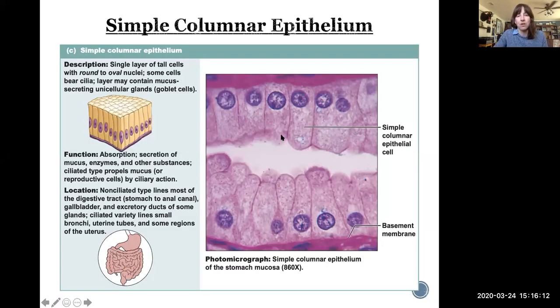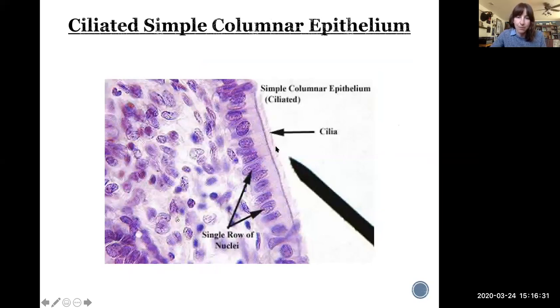So we've got two general types of this simple columnar epithelium. It can have cilia or microvilli on the apical surface, or it might not, okay? They come both ways. So this is kind of a depiction of what it would look like if it was non-ciliated. And this is an example of ciliated columnar epithelium. Sorry, the quality of this image just went bad.